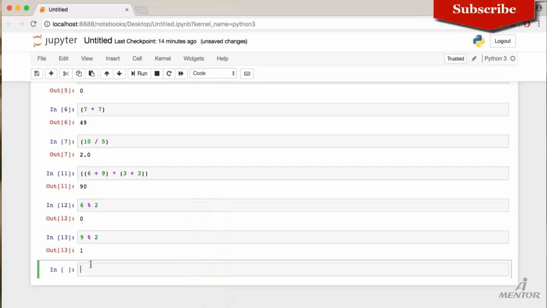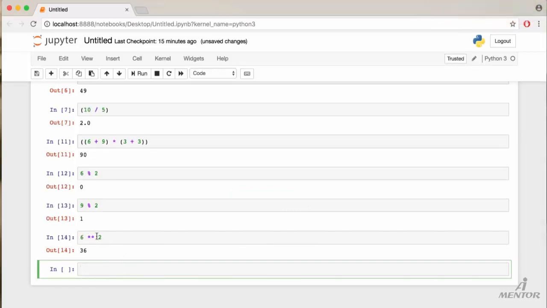A common mistake is to use the caret symbol for exponents. In Python, this is incorrect, and represents a bitwise operation. We'll look more into it later on. To denote exponents, we use a double asterisk, such that 6 double asterisk 2, 6 to the power of 2, if you run it, obviously 6 to the power of 2 gives 36.